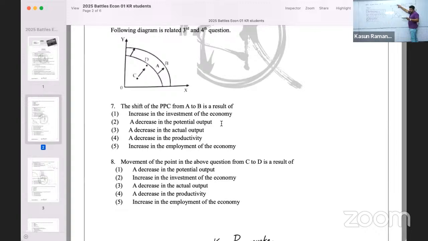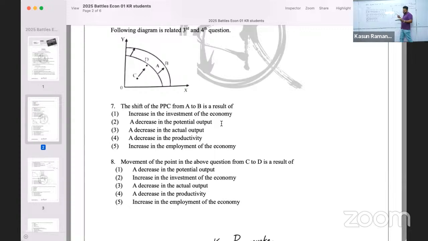Increasing investment will affect the resource availability and productivity. That is also not changed. Decrease in actual output. Our actual output is indicated by the point. But here, has actual output been increased or decreased? Actual output has been increased.